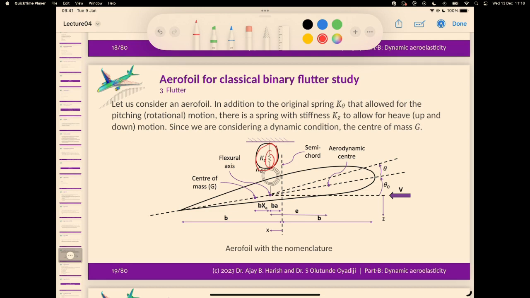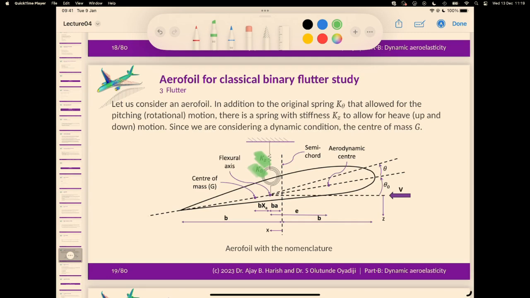So if I separate this out, I can say one motion is going up and down, and one motion is doing this twisting. So we have represented here the up and down motion through this linear spring, Kz, and the rotational pitching motion through a rotational spring or a torsional spring, K theta. Okay, let me maybe write it out more cleanly here. Maybe this one is better. So we have the linear and we have the torsional spring.